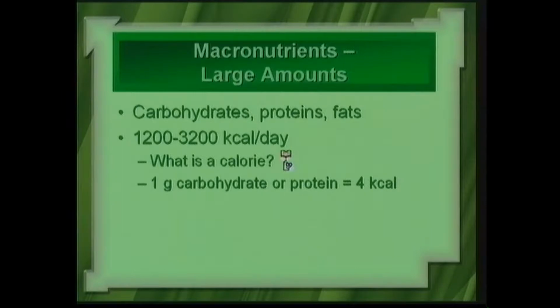Generally 1 gram of carbohydrate or protein is about 4 kilocalories. What is 1 gram? 1 gram of water is about 1 milliliter of water, which is 1 cubic centimeter. So you can see this is a very small unit of measurement, and even so, you still have 4 kilocalories. So carbohydrates or proteins, 4 kilocalories per gram.